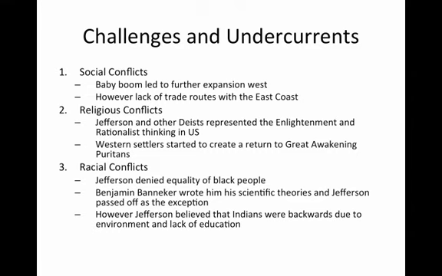Number two, religious conflicts. Jefferson and other deists represented the Enlightenment and rationalist thinking in the U.S. But as Western settlers started to move out west, they created a return to the Great Awakening under the Puritans.